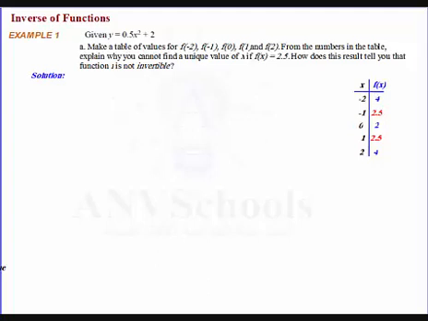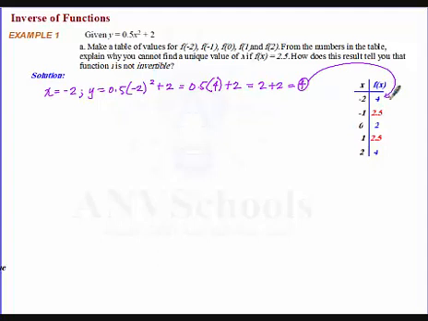If our x is equal to negative 2, then our y is just equal to 0.5 times negative 2 squared plus 2. And that gives us a value of 0.5 times 4 plus 2, which is equivalent to 2 plus 2, and that's equal to 4. As you can see, that confirms with our f of x on the table on the right.